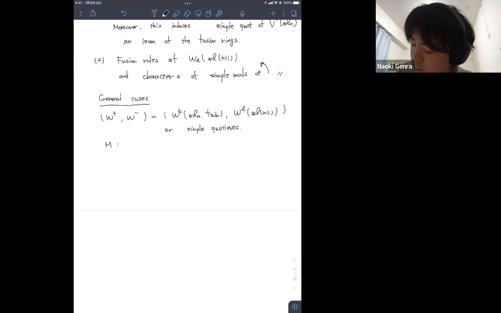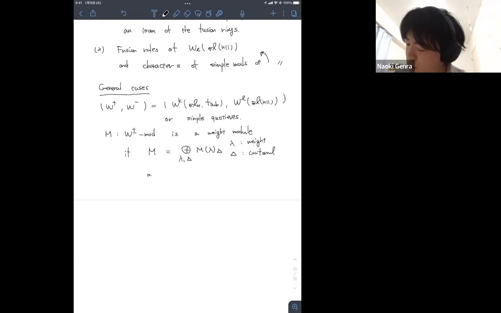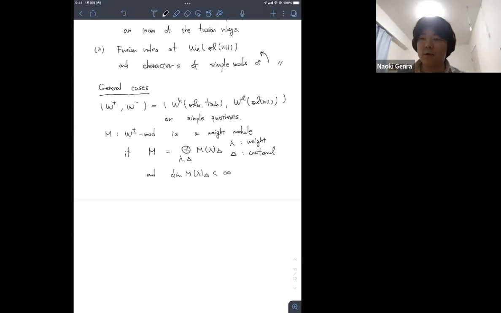So we consider M, a W plus or minus module. This is a weight module. If M admits a decomposition M = ⊕ M_{λ,Δ}, where λ is a weight with respect to the Heisenberg action, and Δ is a conformal weight with respect to the Virasoro L0 action, and we assume that each weight space is finite dimensional, then this is a weight module.